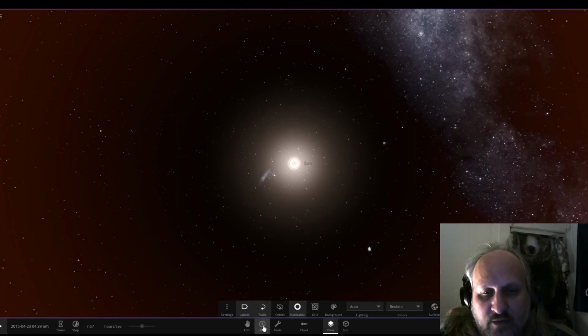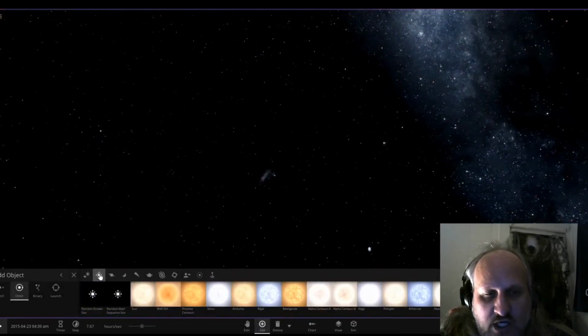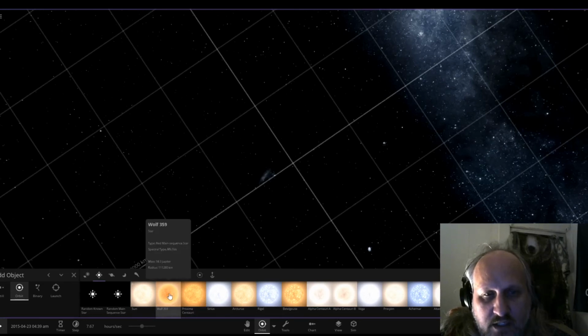I don't know if we should do a bigger sun or a smaller sun first. So while it's paused, we're going to delete the sun. And we're going to add a different size star. So it doesn't really say which ones are bigger and which ones are smaller. This one's 94.3 Jupiter. It's a very big star, I think.